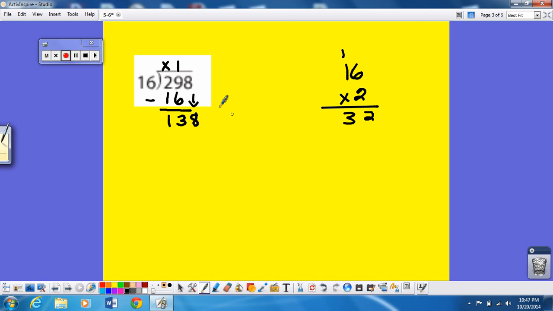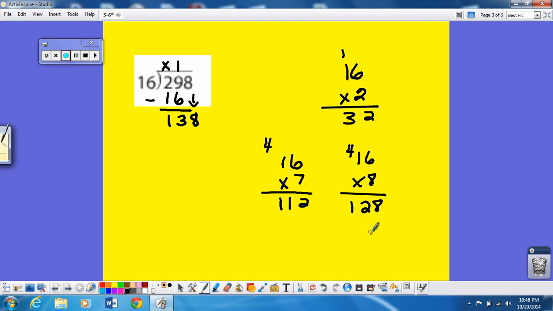Now, here's a tough one. 16 into 138. This is where I would come over here and multiply. Let's just try 7 and see what happens. 7 times 6 is 42. 7 times 1 is 7, plus 4 is 11. Let's do 16 times 8 and see if that gets us any closer. 8 times 6 is 48. 8 times 1 is 8, plus 4 is 12. All right, 128 got us very close to 138. So let's put our 8 here. We know 8 times 16 is 128 because we've already worked it out.